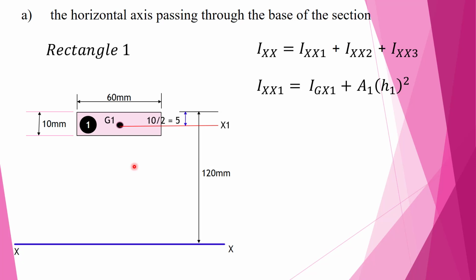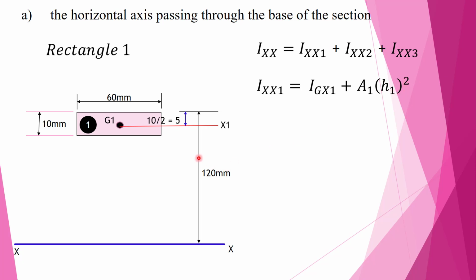Now we need to find the moment of inertia with respect to another axis, that is the reference axis xx, which is parallel to this centroidal G1x1 axis. So we can solve that by the parallel axis theorem. What is the parallel axis theorem? The moment of inertia of the first rectangular section about the xx axis will be equal to the moment of inertia of the first rectangular section with respect to its own centroidal axis, which is parallel to the reference xx axis, plus the area of the rectangular section times h1 squared. What is h1?